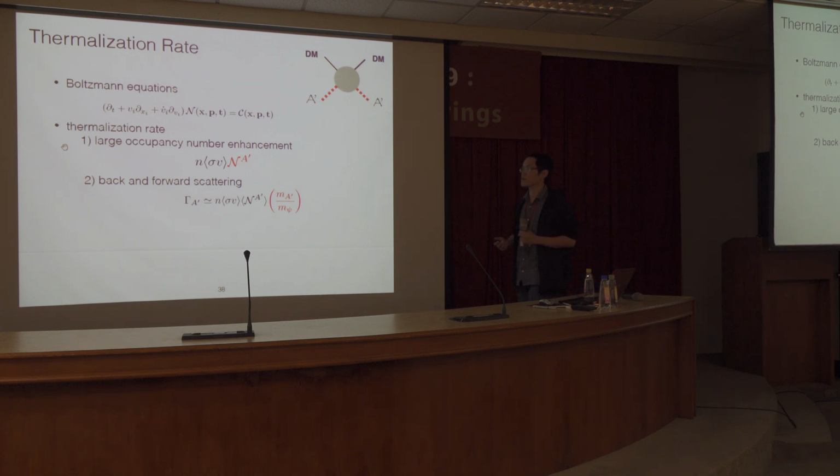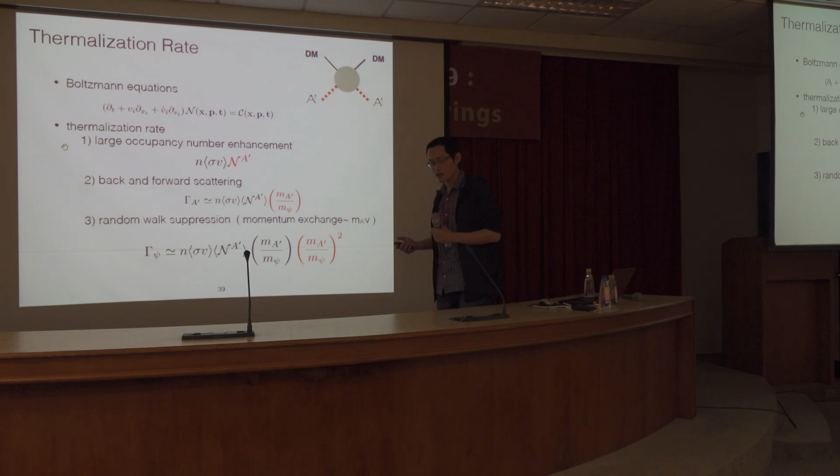When we're talking about Bose enhancement, it's like when you scatter, your final state is already occupied, so you get a Bose enhancement. But for this hierarchy structure, you get some cancellations. The cancellation comes from when you calculate the Boltzmann equation, you find there's backward and forward scattering. They cancel, and the cancellation is suppressed by the lighter dark matter mass divided by the heavy one.